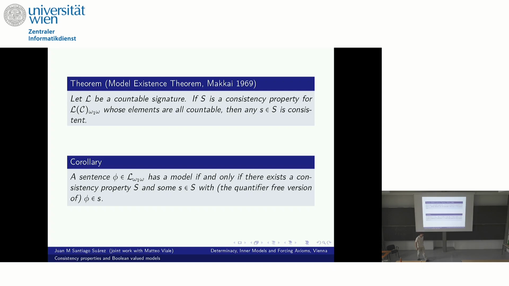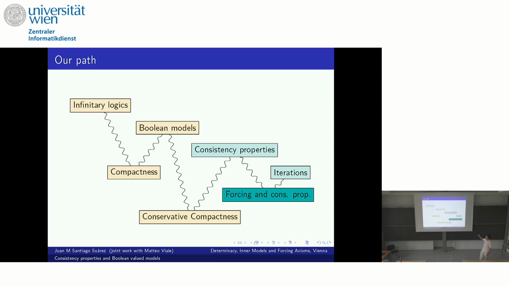Okay? So this is what was done, I believe, in the 60s by Mackay, Kissler, Chang, and these people. And what we are going to do is to generalize this to the general case. Now, in order to do so, one needs to be able to force, because we cannot meet more than omega many dense sets.